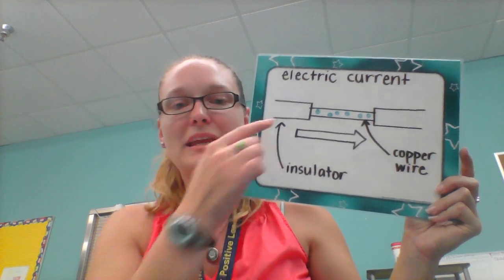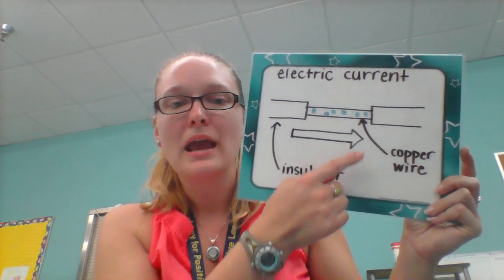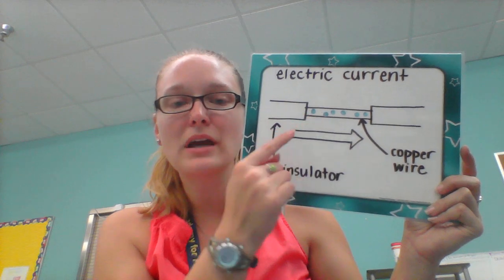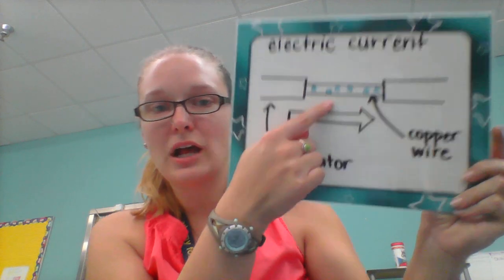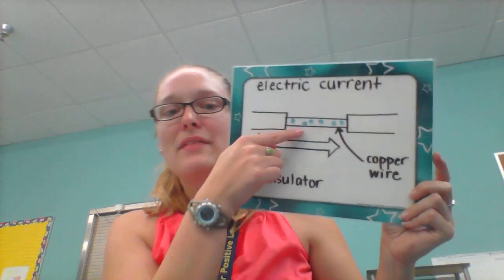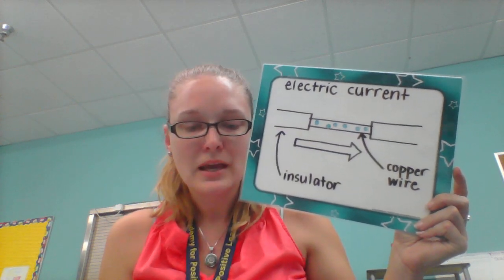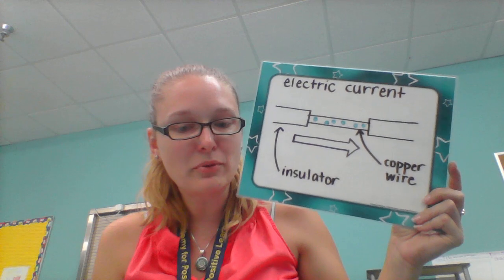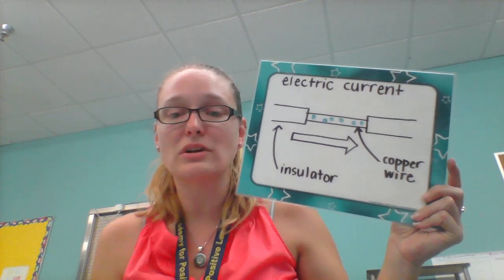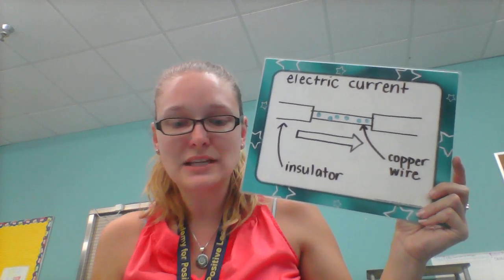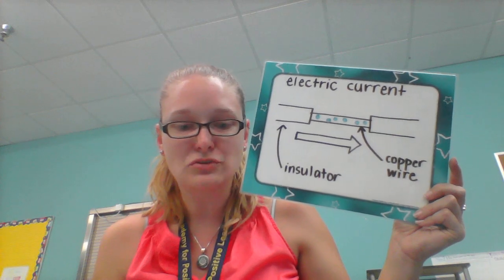So here we have an insulator, and then we have our copper wire, and on that copper wire are electrons, see the blue electrons, and they're all moving down this copper wire. Chemical reactions in a battery provide the energy that causes the electrons to flow. An energy station is another source of electric current.